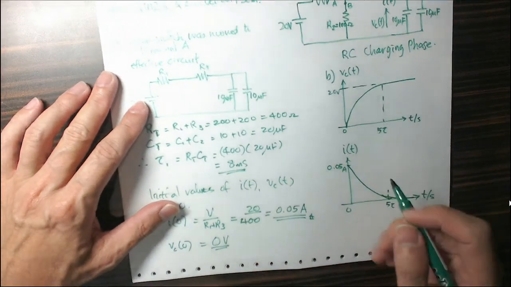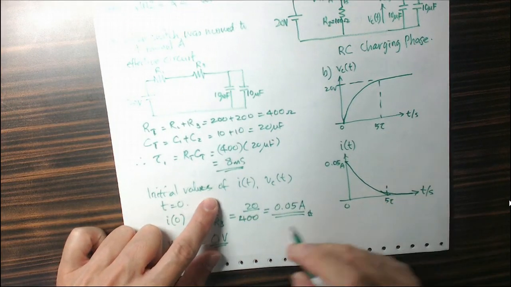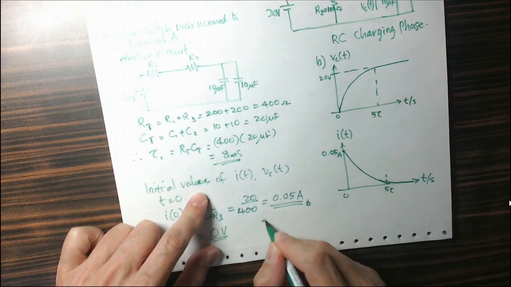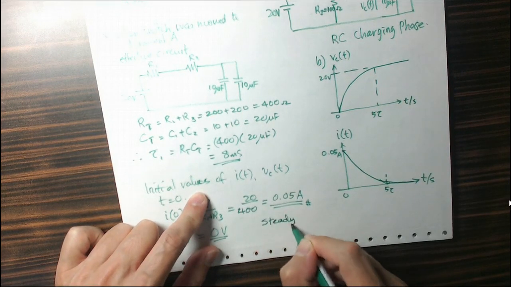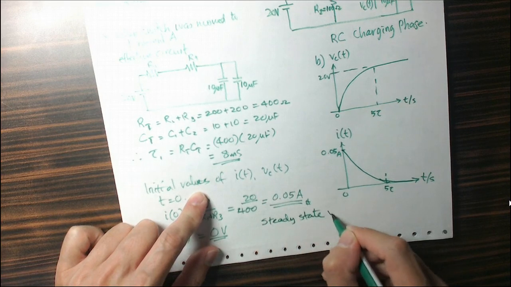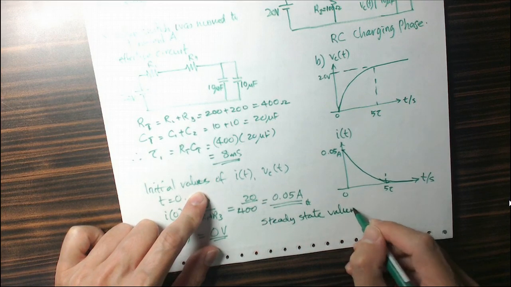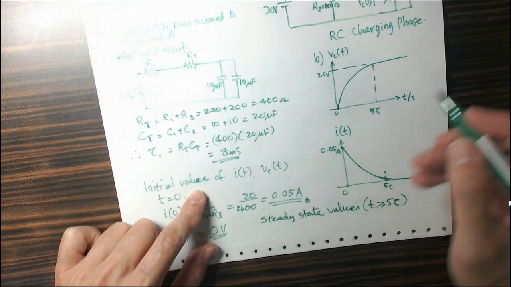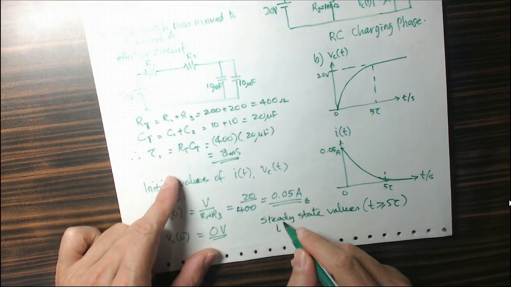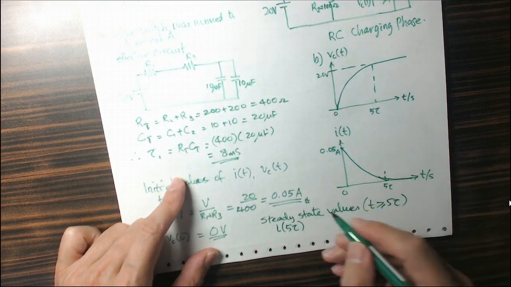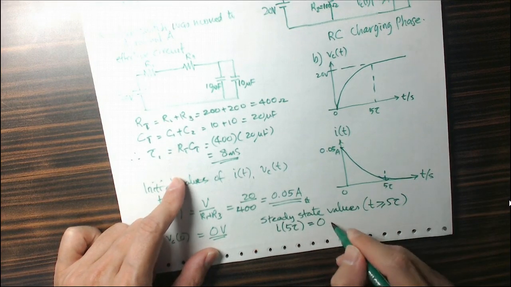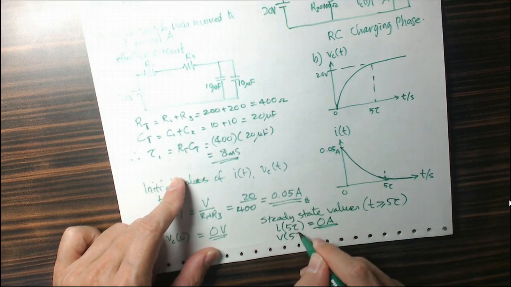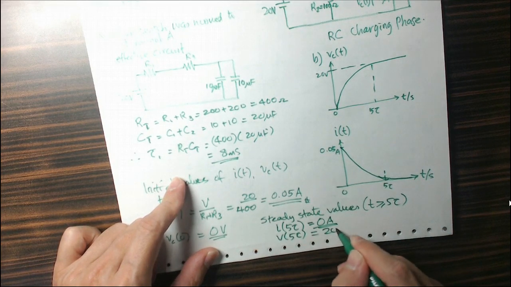Alright, I seem to have left out the steady state value. Now, if I look at these two waveforms, I can conclude that the steady state values, that means after time t is 5 tau, will be I is 0 ampere and V after 5 tau is just 20 volt.